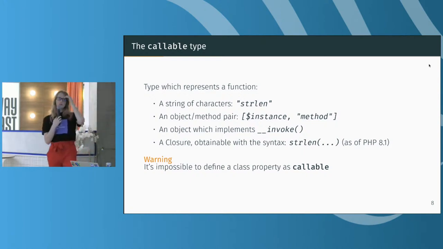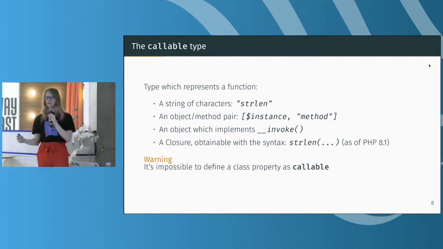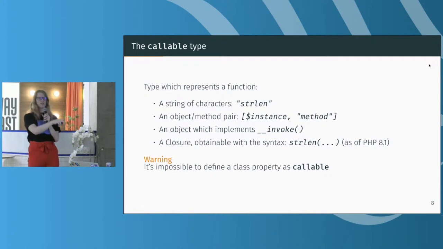An object which implements the __invoke magic method is also a callable, or a closure, which you can obtain with the new syntax since 8.1, which is strlen with 3 dots. The 3 dots are part of the syntax. They're not replaced, it's the actual syntax.